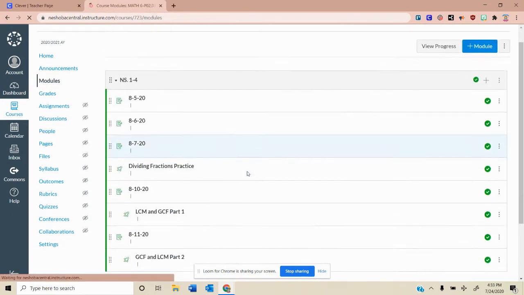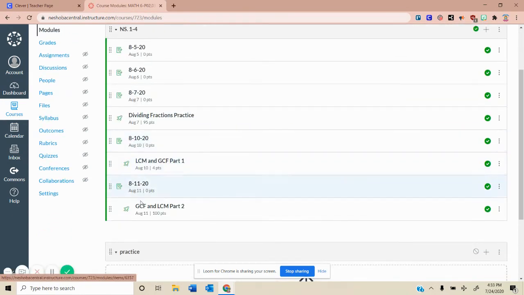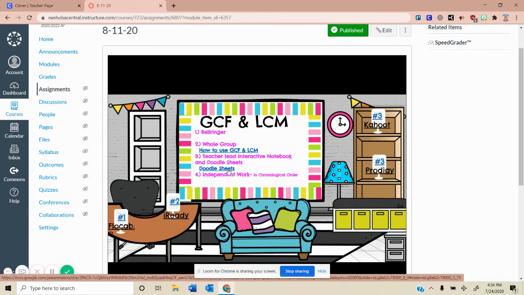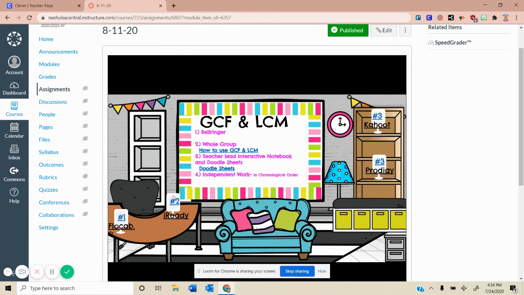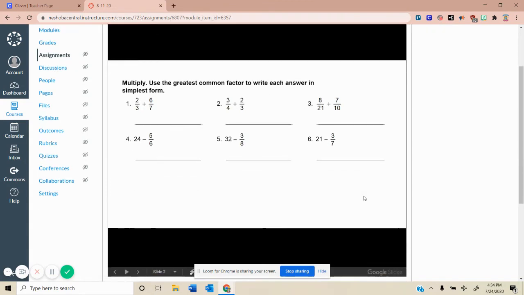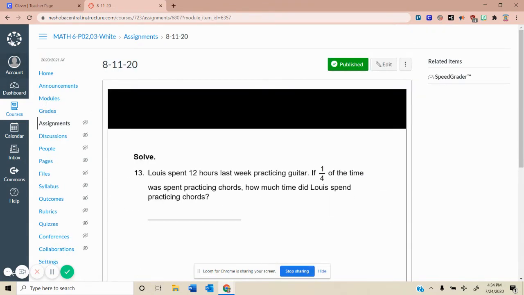Then if we look at August the 11th, that's going to be day 2 of GCF and LCM. So on day 2 of GCF and LCM, I need to go back and re-embed our bell ringer there. I can tell that's wrong, but we can fix that easy. All right, so then we have our how to use GCF and LCM, our doodle sheets, vocabulary on center 1, and our ready center 2. Obviously, I need to go back and fix those as well. We have number 3, Kahoot, and number 4 will be Prodigy. So this is how it's going to look. You're going to click on it, and it's going to take you straight to the problems we're going to start working. So that's how that looks.